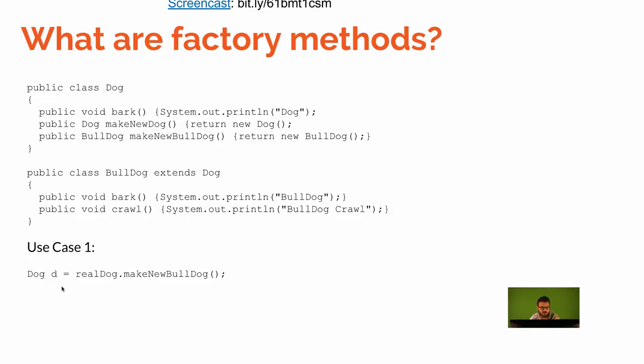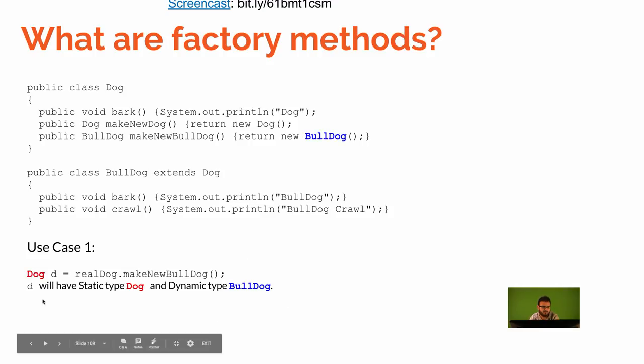Okay, so let's take a look. Let's say we have this. Dog D is equal to real dog dot make new bulldog. What happens? So D will have a static type dog, and it will have a dynamic type bulldog. Because real dog dot make new bulldog, this thing, right? This is the dynamic type, remember? And this will go here, and so its dynamic type will be bulldog. Because essentially you can think of this as dog D equals new bulldog, right? You can just imagine that this whole thing can be replaced by new bulldog, okay?